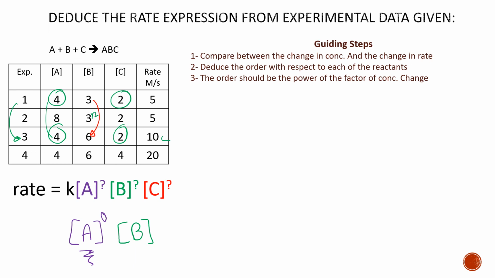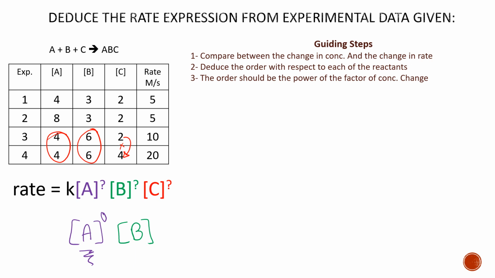Okay, very good. I think now you have an idea about our steps and how we are constructing our answer. Let's check for C. Can we choose experiments 1 and 2? No, C did not change. 2 and 3? No. 3 and 4? Yes. Why 3 and 4? Because C has changed, B same, A same.